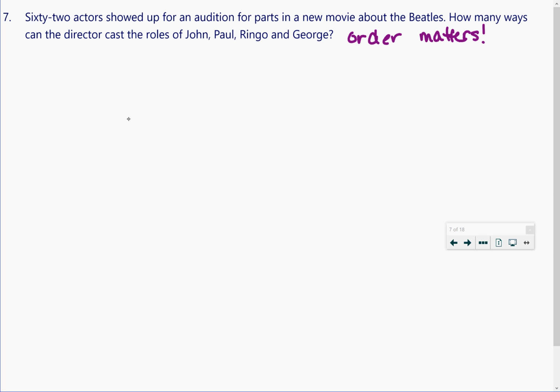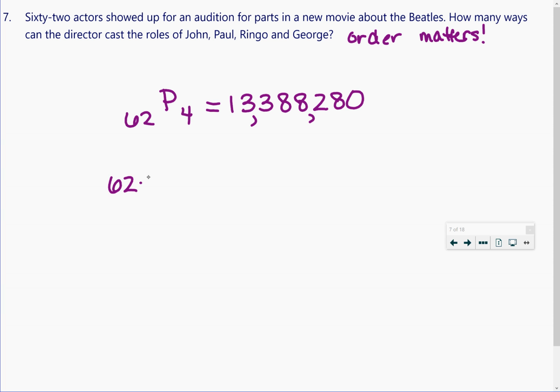It's permutations. So the easiest way to do it is 62 permutations of 4. You could also just do, which is the formula that this ends up simplifying to, 62 times 61 times 60 times 59. If you have that on your paper, that will give you the same answer. Which is a lot. 133888280. About 13 million. Okay, so again, you could also do this. Choices for each acting role.